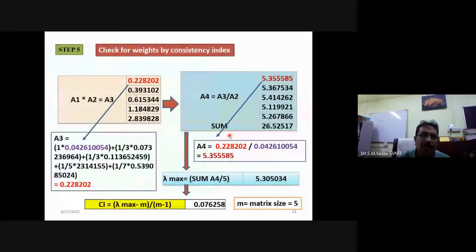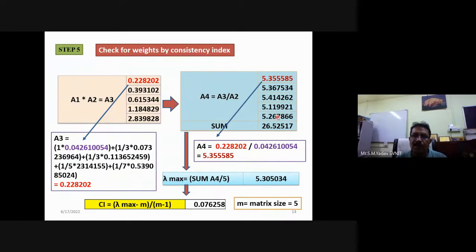So you will have this A3 matrix as 0.228202, 393,102, 6514344, 1.184829, 2.839828. Right? This is my A3. Now from A3 you have to prepare the A4 matrix. And what is that A4 matrix? Values of A3 divided by your weights A2. A2 is what? Your weights. So divide the values of A3 by A2 and you will get the vector matrix A4.